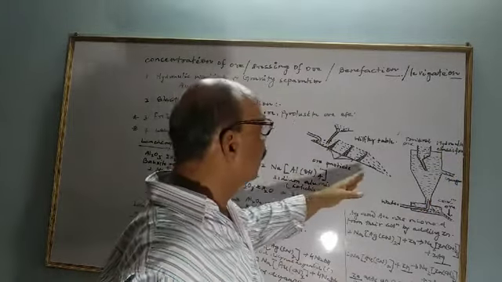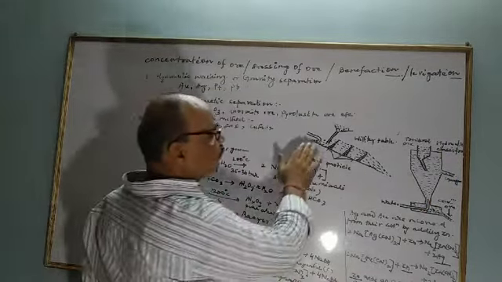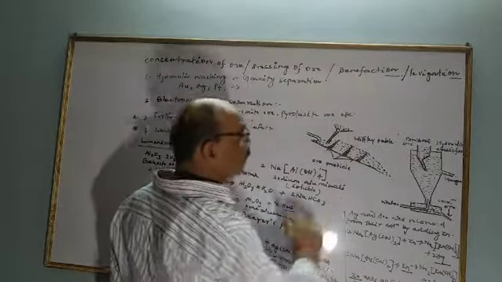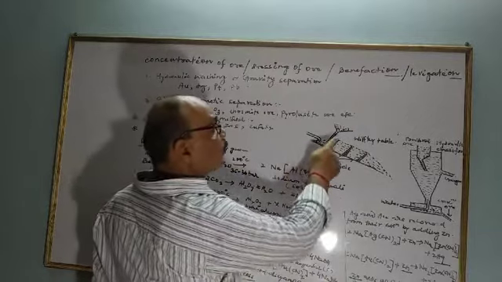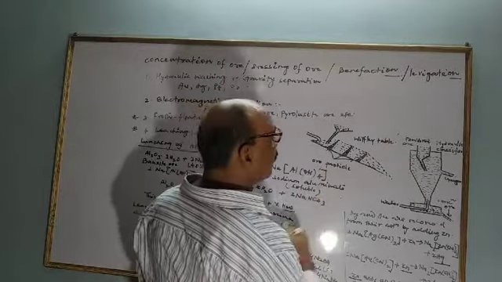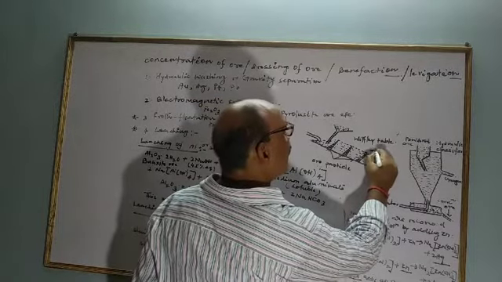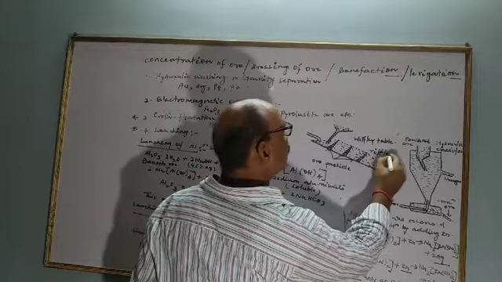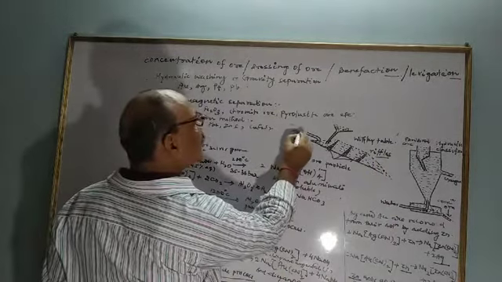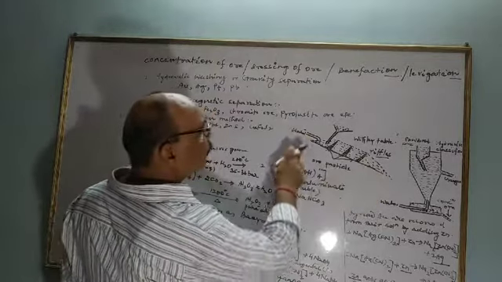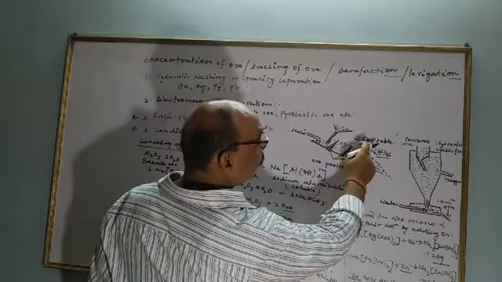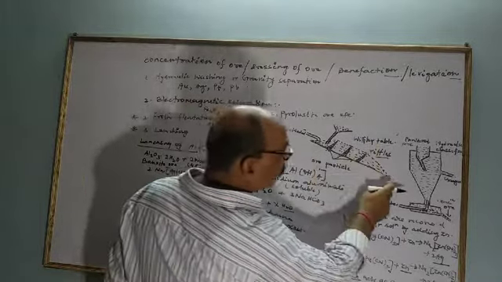So this is the Wilfley table. This table is made up of wood. It has a slanted surface in which some wooden sticks are fixed. These wooden sticks are termed as riffles, R-I-F-F-L-E, riffle. So these are riffles, and here water is allowed to run down from the top of the Wilfley table towards the bottom.